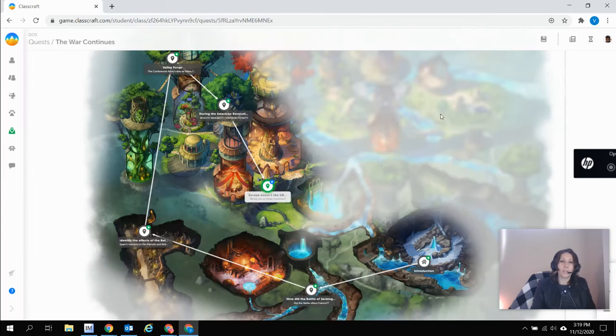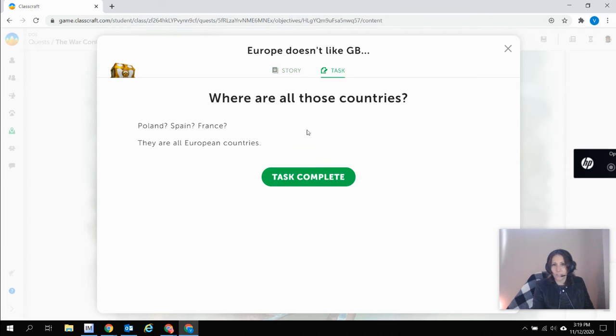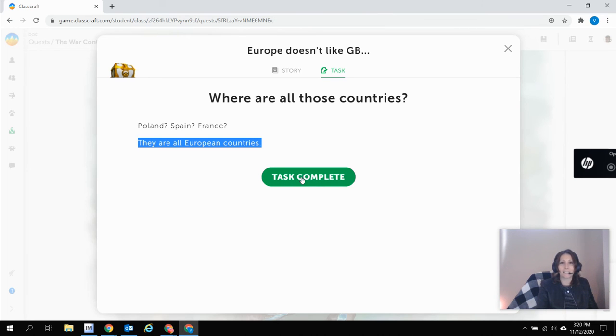And then on a new task, it would say complete or done. I'll show you what that looks like here. So this is probably number 5, Great Britain. Why does Europe not like Great Britain? Now, this one is I believe 3A. This is the answer to 3A, and I just wanted to show you the continue. What do all the entries in the second column have in common? Hit continue. They're all European countries, and so this is what you would write in 3A. That is your answer to the inquiry journal question on page 111. And then you would hit task complete.